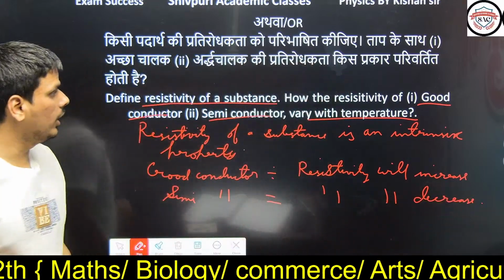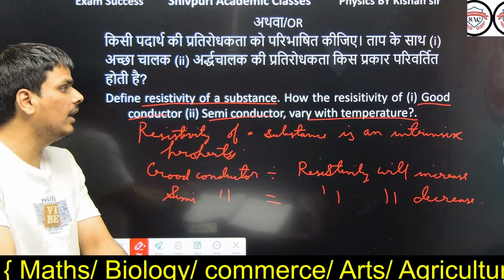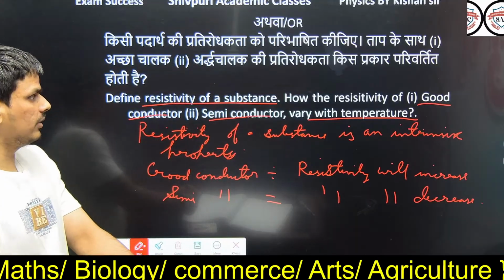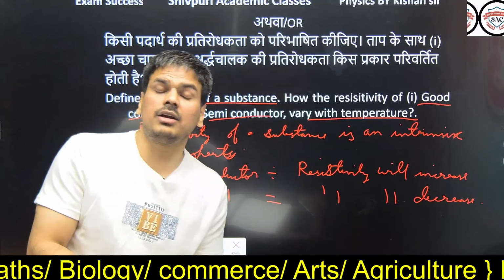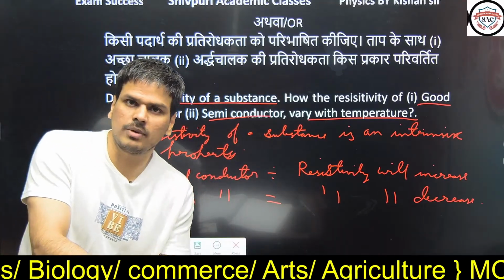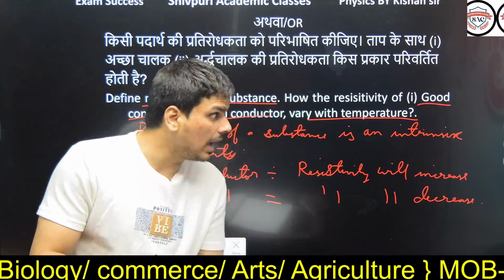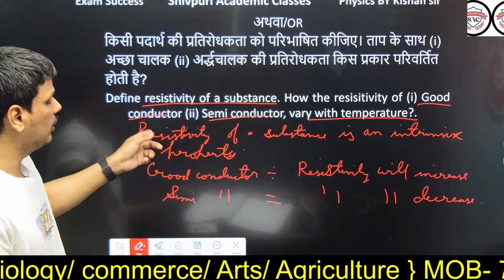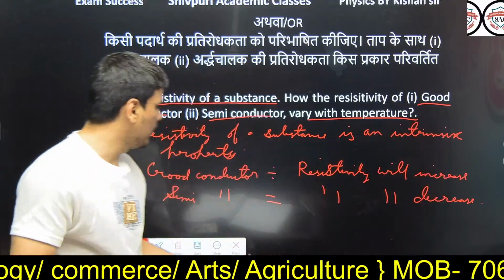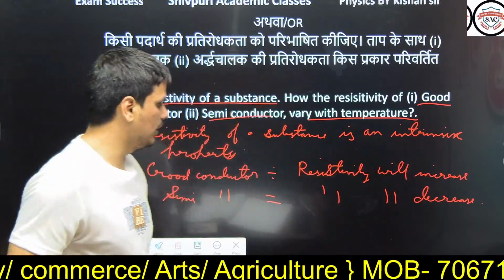Here we again look at the resistivity of a substance. Resistivity is an intrinsic property, a fundamental property of any substance that offers resistance, and it depends on the substance. If it is a good conductor, its resistivity should be low, and if it is a bad conductor of electricity, then its resistivity should be high. For a good conductor, resistivity will increase with the increase of temperature, and for a semiconductor, resistivity will decrease on the increase of temperature.